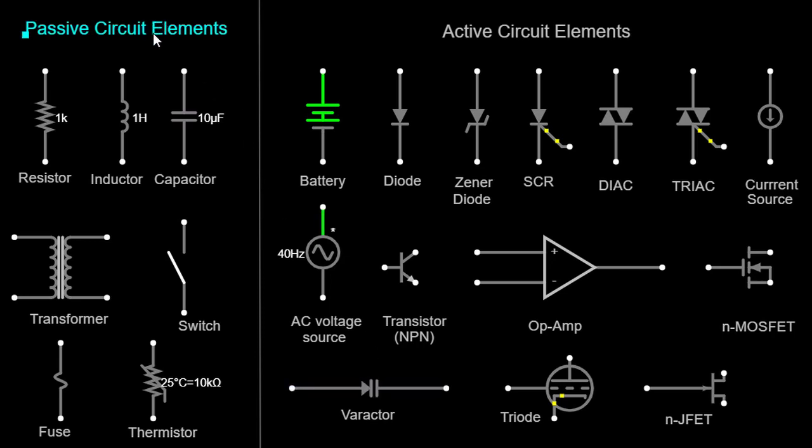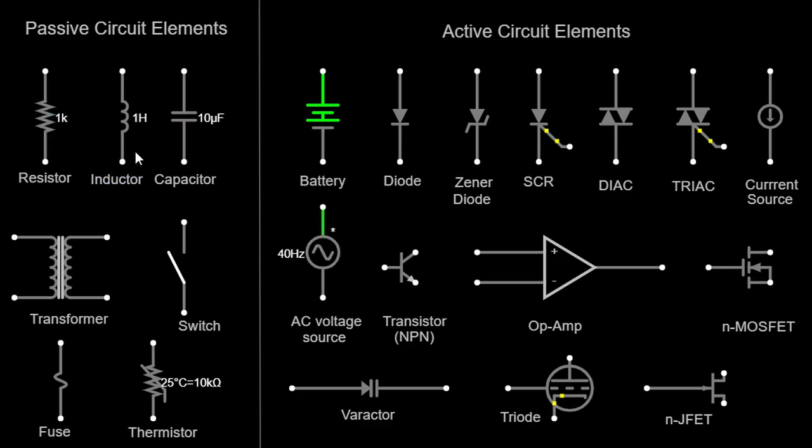Passive circuit elements. Resistor. A resistor is an electronic component that restricts the flow of electric current in a circuit. It is represented by a zigzag line in circuit diagrams. The value of a resistor is measured in ohms and determines the amount of resistance it provides to the current.